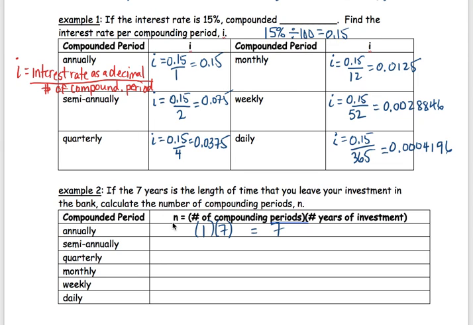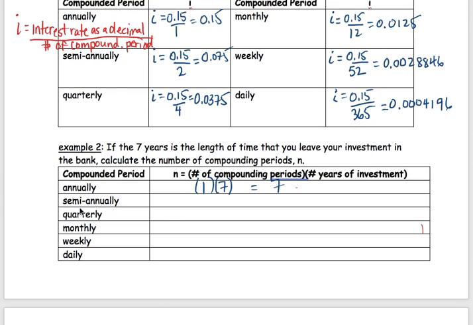When you're finding N, you're just taking how many times a year you get the money added on, and if you leave it there for 7 years, you multiply by that many years. So altogether, the amount of money that you left in the bank, you're going to add interest onto it 7 times. All right, so let's go through and finish off this table here.